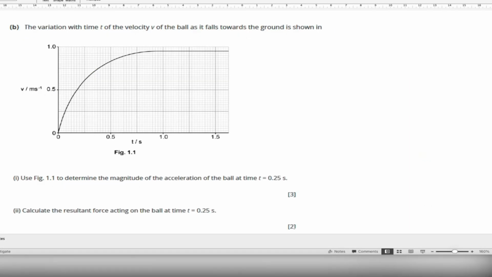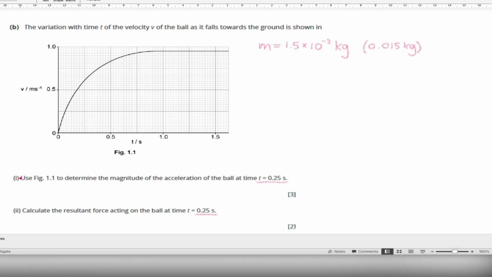Let's have a look at question B. The variation with time t of the velocity v of the ball as it falls towards the ground is shown in this figure. Part 1. Determine the magnitude of the acceleration of the ball at 0.25 seconds. Part 2. Calculate the resultant force acting on the ball at 0.25 seconds. Now remember, I'm just going to write down the important information. The mass of the ball is given. It's 1.5 times 10 to the power of negative 2 kilograms. So that is actually 0.015 kilograms.